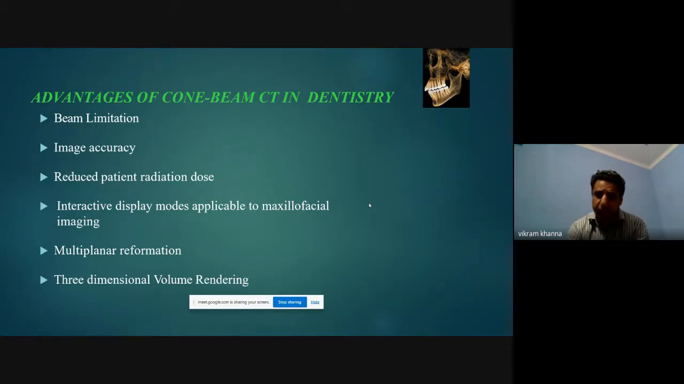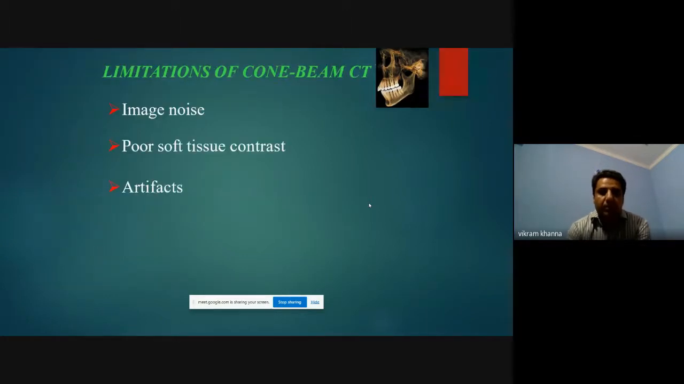It is very easy to use. Once you sit on the console system, after 2 or 3 days you will be like masters in this one. You can get multiplanar reformation and volume rendering. Limitations, as I told you, poor soft tissue contrast, artifacts which are there, and image noise.